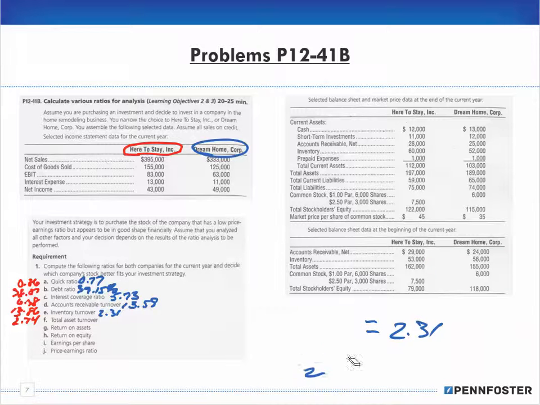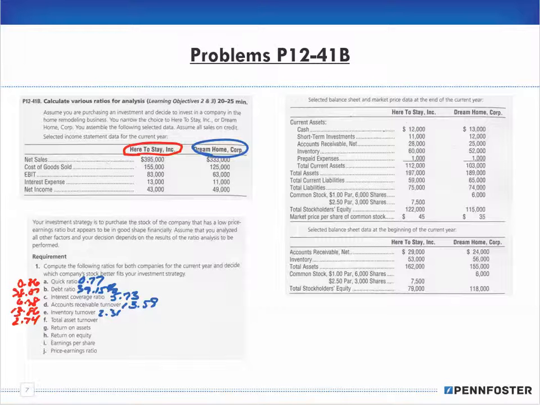So yeah, you have to understand what the ratios mean. You have to also know what numbers to pull from. And like I said, go back and look for the formulas in the chapter, and then you can compare it to why I'm pulling these numbers. All right.